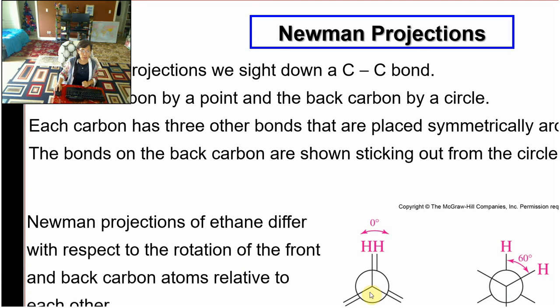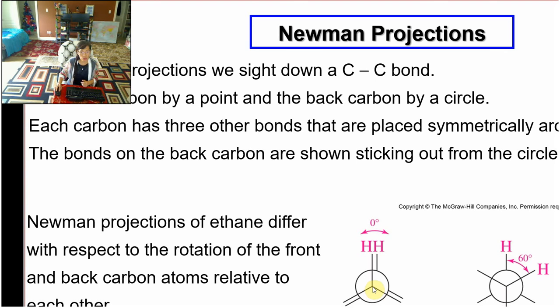For the first one, the front carbon and back carbon are both connected to hydrogens, and the hydrogens are located in an overlapping position. In this case, you call it the eclipsed conformation. In this eclipsed conformation, you have an angle called the torsional angle, between the front carbon's hydrogen and the back carbon's hydrogen. If that angle is 0, you call it torsion angle 0, and the corresponding structure is called eclipsed.